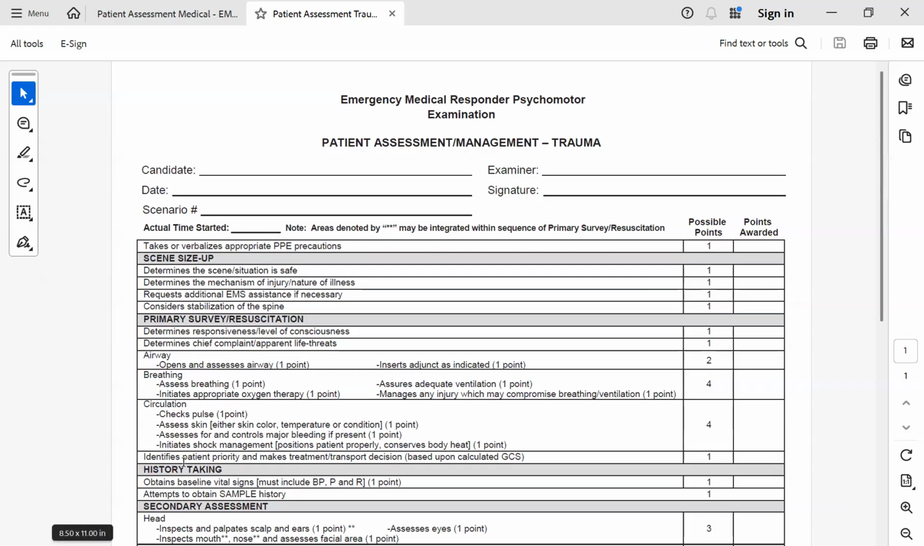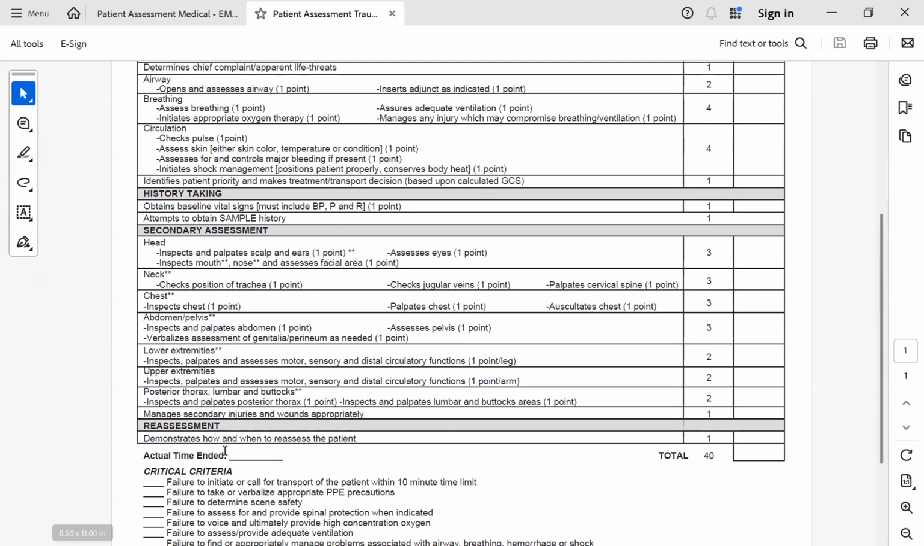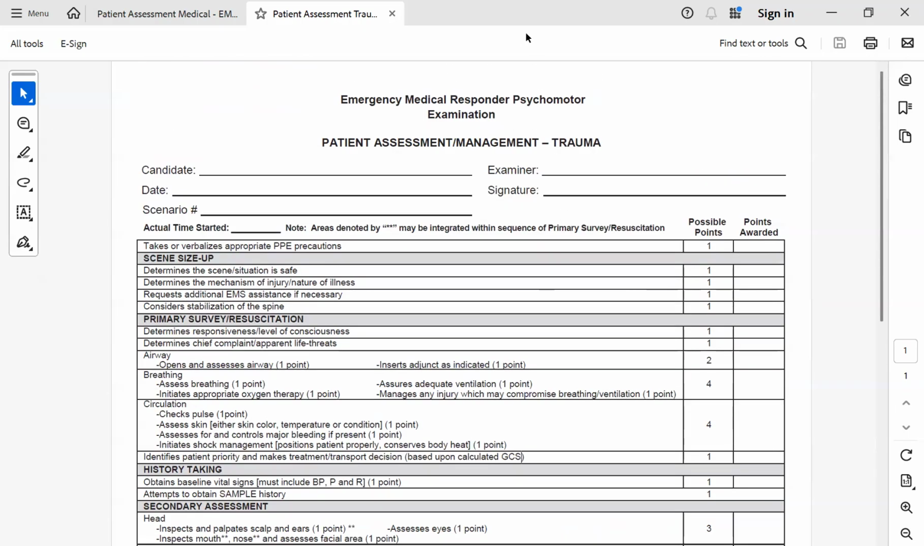So when it comes to identifying patient priority and treatment transport decisions, trauma is going to be based on what's called the Glasgow Coma Scale, which we'll get to when we talk about some of the trauma chapters. And then we'll start working our way through history, secondary assessments, and reassessments in this as well, moving along with vitals in the next chapters coming up.